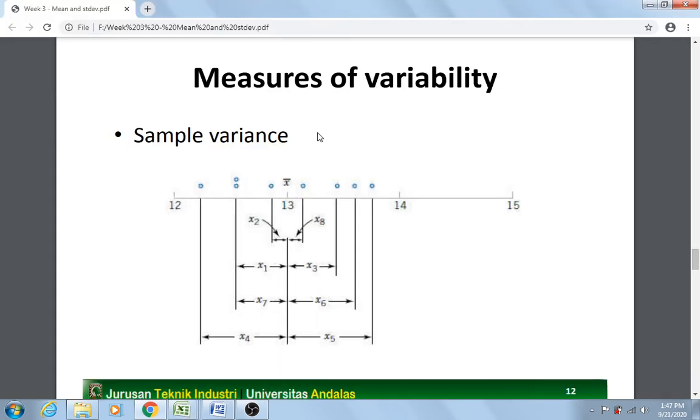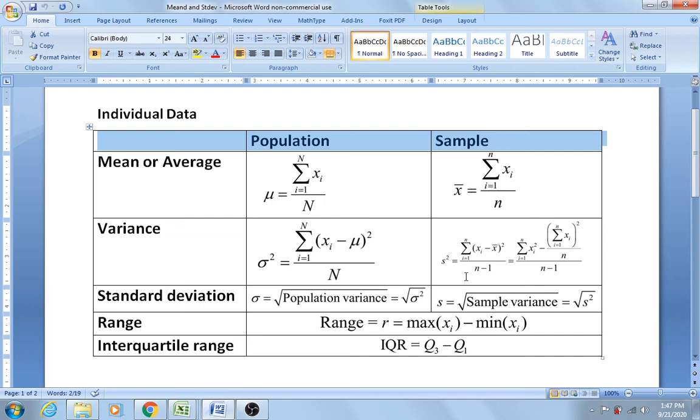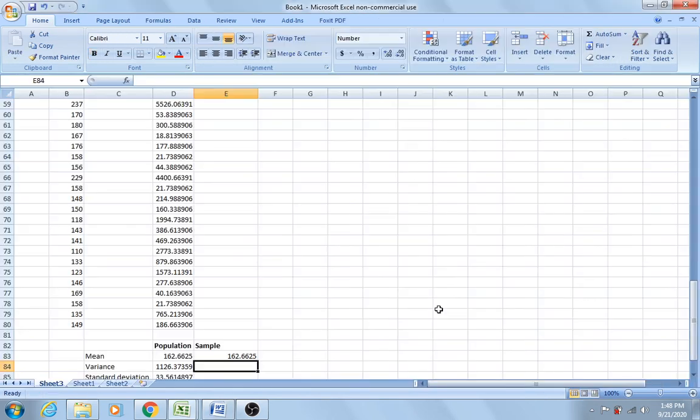See the formula. Okay, so here the variance, remember this, the symbol is also different. So the mean for the population is mu, and the mean of the sample is x bar, and the variance of the population is sigma square, and the variance of the sample is small s square, and the standard deviation of the population is sigma, and the standard deviation of the sample is a small s. Okay, so the x bar or the average is the same.